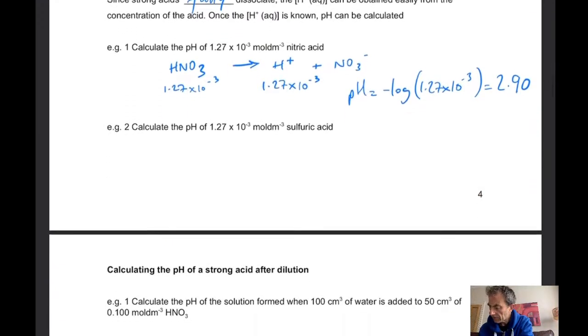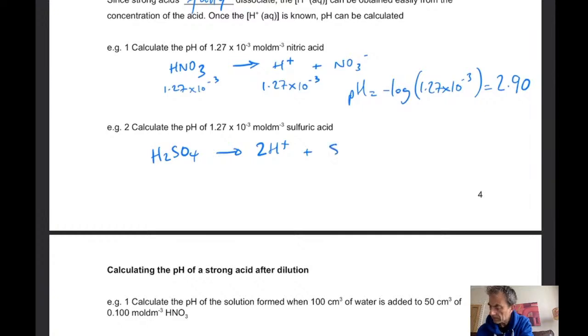Next one. Look, I've chosen the same concentration of sulfuric acid this time. So remember, H2SO4. So nitric acid's monoprotic, yeah. That's right. Whereas sulfuric acid is diprotic or dibasic. So dibasic and diprotic's the same thing, just two ways of saying the same thing. That's going to generate 2H plus and a sulfate ion.